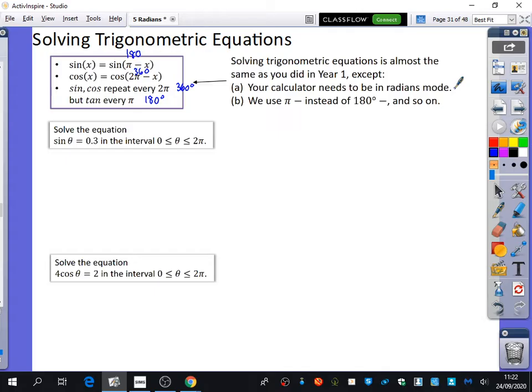So this time we're being asked to solve this equation, sine theta equals 0.3, in the interval between 0 and 2 pi for theta. And what's interesting here is the question doesn't need to tell you that it's in radians. It is implied that it's in radians by the fact that it says it's between 0 and 2 pi. So can you all get your calculators out, please, and make sure that your calculators are in radians mode. Do you know how to put it into radians mode? Have you got a calculator with you, Hannah? No. Okay.